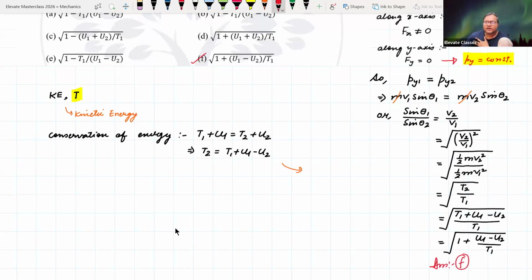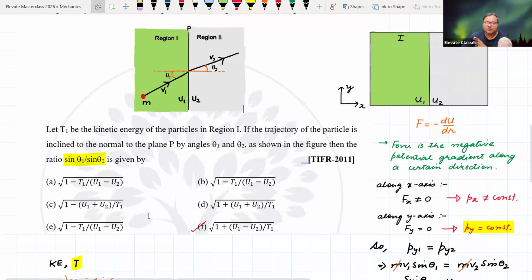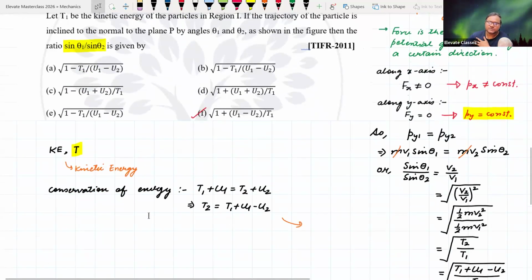So this is a TIFR level question. Mathematical calculations are very simple. The concept is just a little subtle, nothing else. If you understand conservation of momentum, if you understand that momentum can be conserved independently along different axes depending upon whether the force has a component along that axis, and if you know that the force is only in the direction of the potential gradient, then you can combine those concepts to solve questions like this.